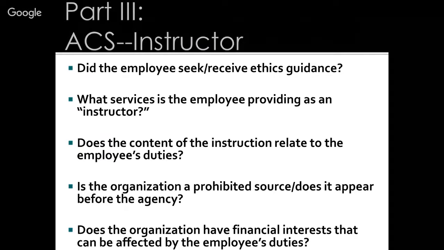Okay, so let's move on to part 3 in the interest of time, because we're coming up to the hour here. Going back to the American Chemical Society and the instructor position. Particularly if you don't have prior approval, but even if you do, if you require prior approval, you want to make sure that anything on part 3 is something people did get approval for before engaging in it.